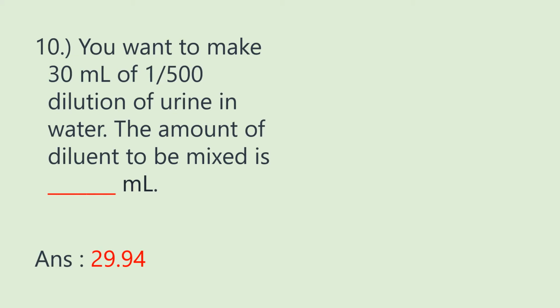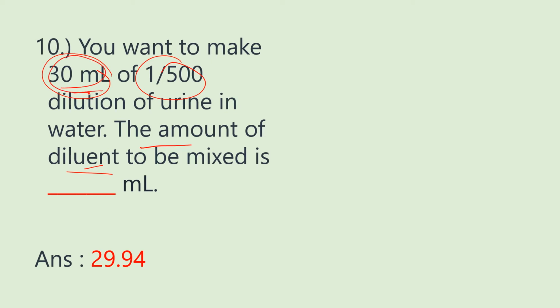So for question number 10, you want to make 30 ml of a 1 over 500 dilution of urine in water. So what is being asked is the amount of diluent to be mixed. But if you look closely at the question, you are only provided with the total volume and the dilution. Even the amount of solute is missing. Because if the solute volume is provided, you can easily get the amount of diluent by subtracting the volume of your solute from the total volume. But in this case, both are missing.